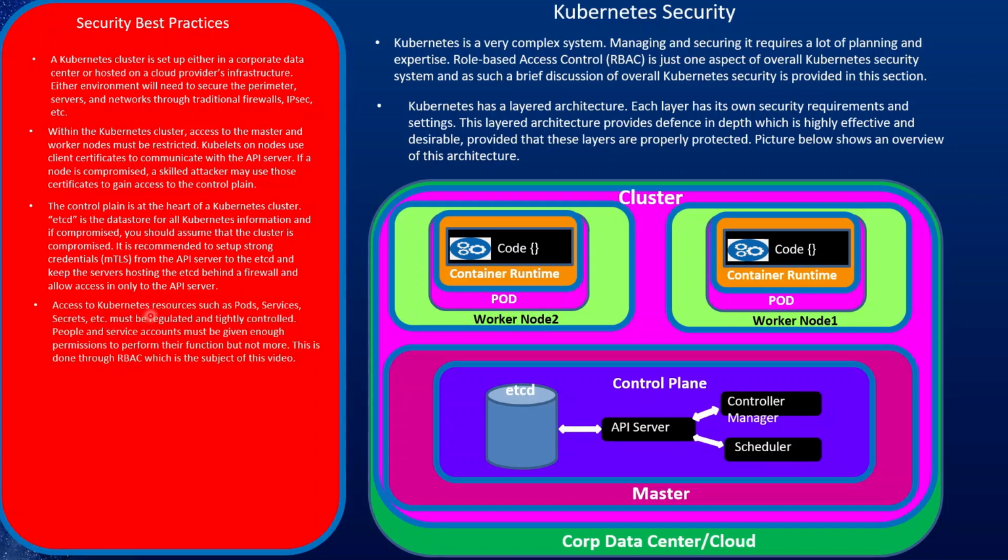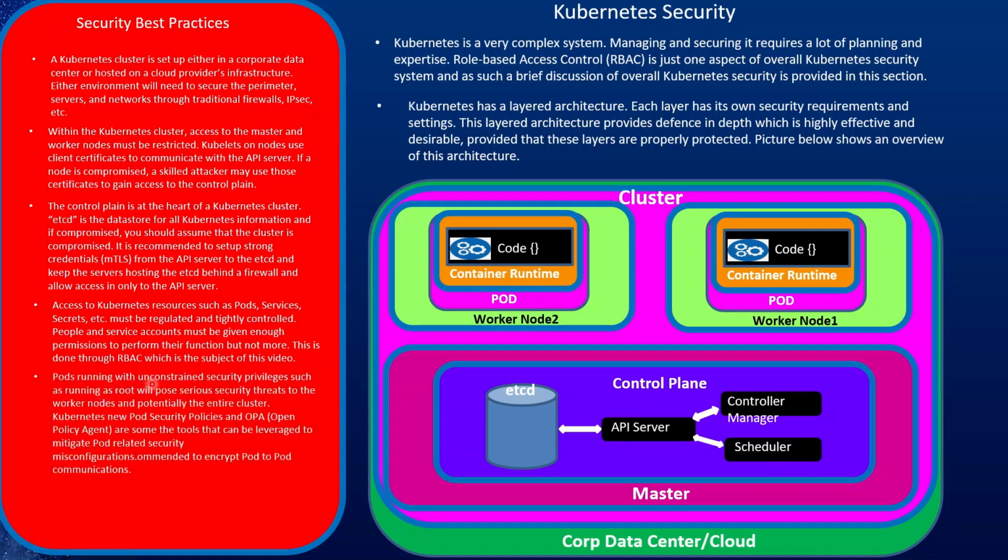Access to Kubernetes resources such as pods, services, secrets, etc. must be regulated and tightly controlled. People and service accounts must be given enough permissions to perform their function and not more. This is done through RBAC, which is the subject of this video.